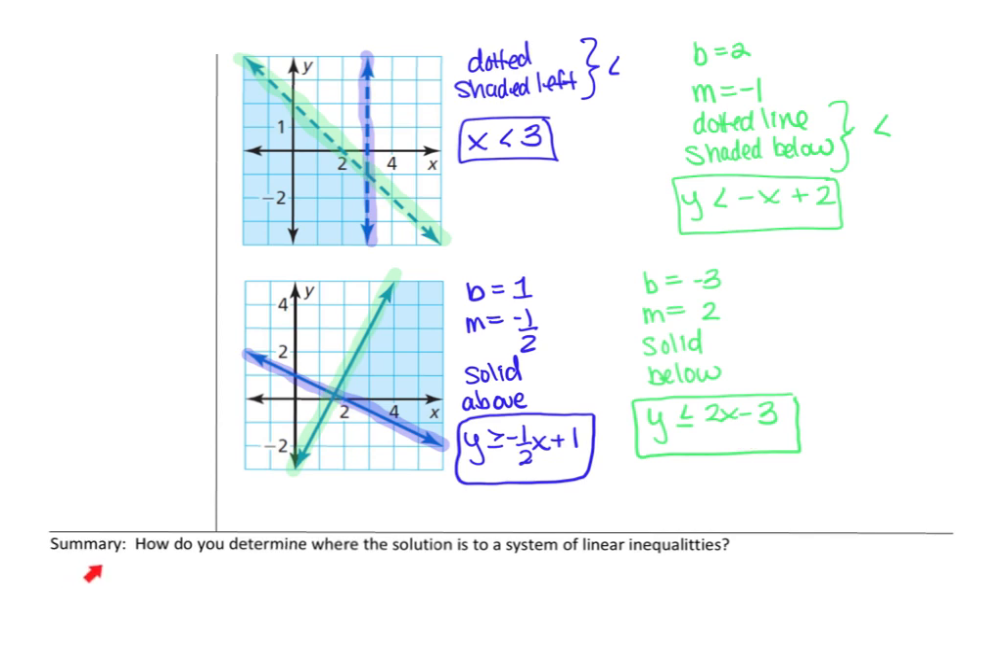For your summary, make sure you answer the question, how do you determine where the solution is to a system of linear inequalities?